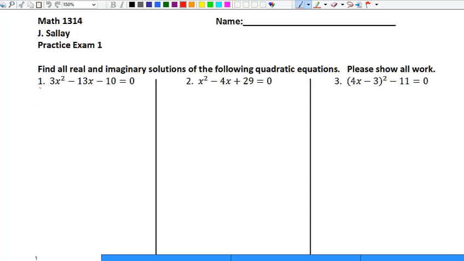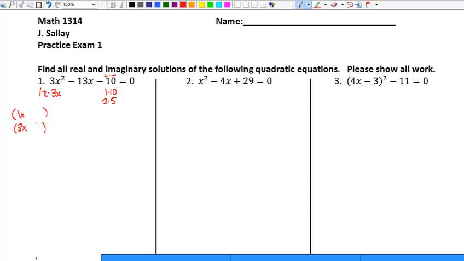So I need to factor this. I'm going to use guess and check. So I have 1x times 3x, and that's the only choice to get to 3x squared. The choices to get to 10 are 1 times 10 and 2 times 5. Now because 10 is negative, we have one positive and one negative. So if we're choosing 1 and 10 or 2 and 5, we need to make sure we have one of each. So off to the side here, I'm going to try my work.